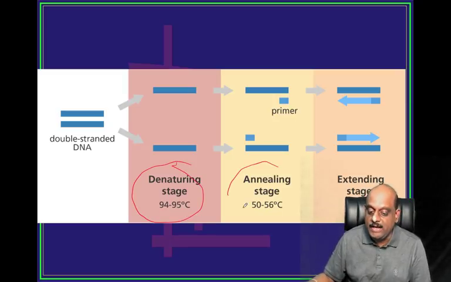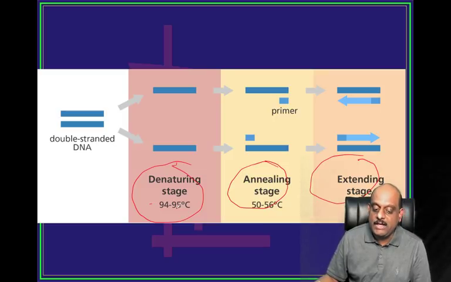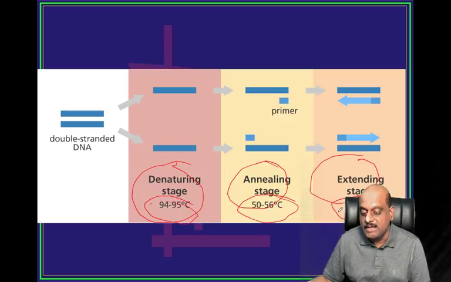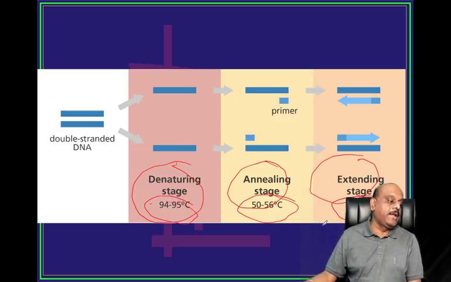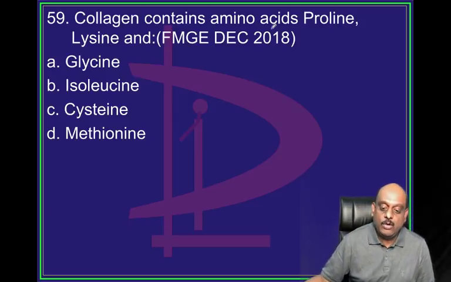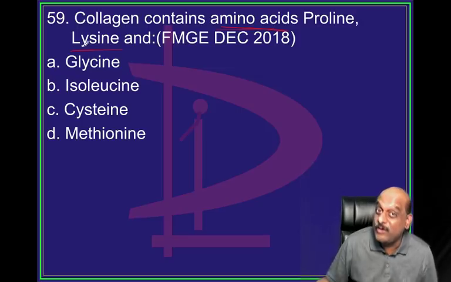Now, what is the correct order of polymerase chain reaction? Denaturing stage, annealing stage, extending stage. Temperature: denaturing at 94 to 95, annealing at 50 to 56, extending at 72 degrees Celsius is what you need to remember.